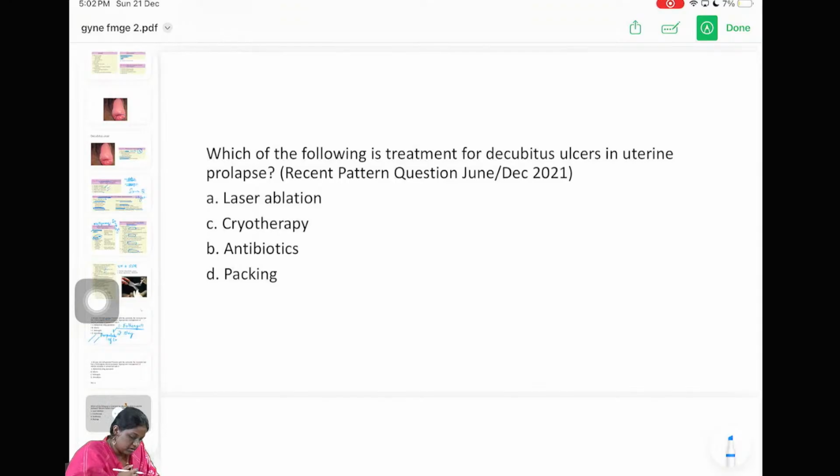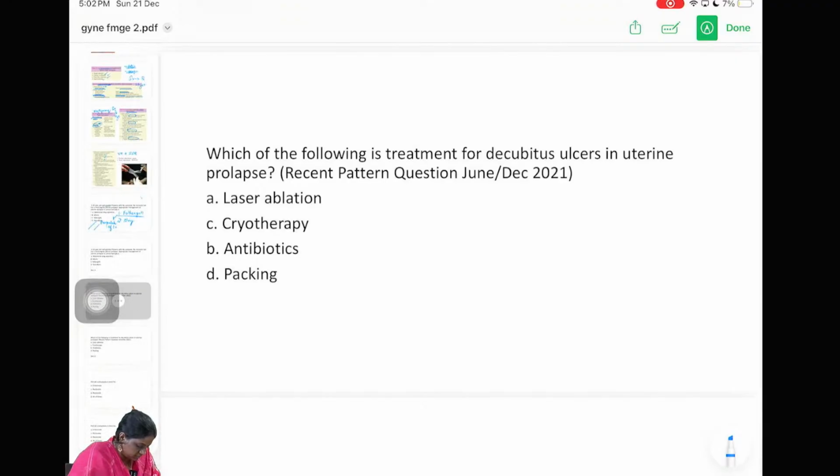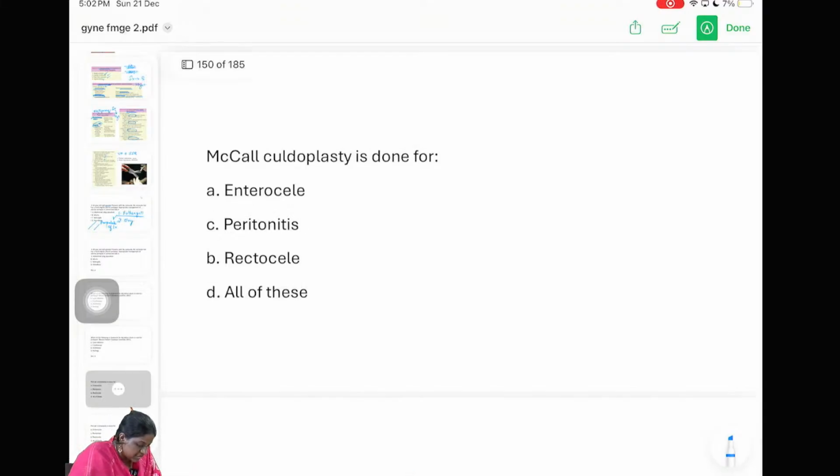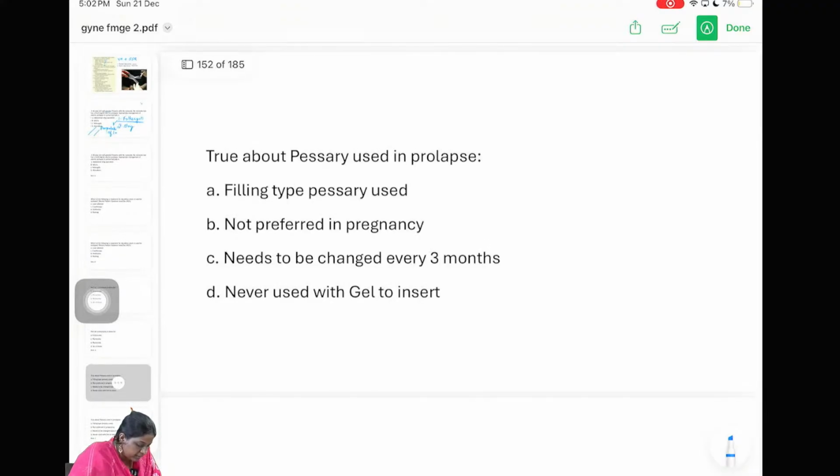Treatment of decubitus ulcer. Is infection the cause for decubitus ulcer? Packing. Yes. Just reduce the prolapse and maybe estrogen cream. McCall's culdoplasty is done for enterocele. Very good. True about pessary.